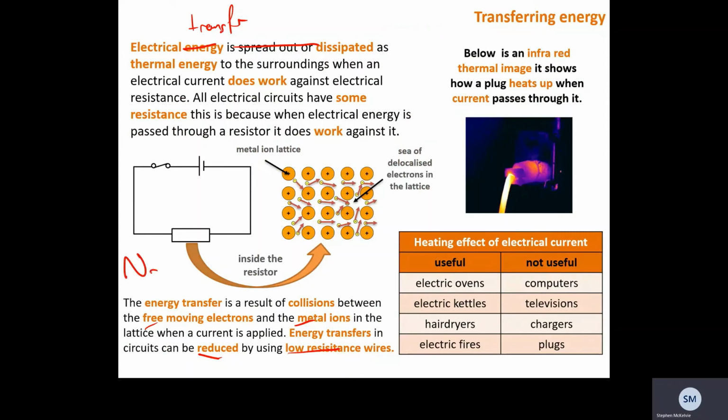Not friction. And also, there are no collisions between my electrons, okay? They repel each other, so we're not going to get repulsions.